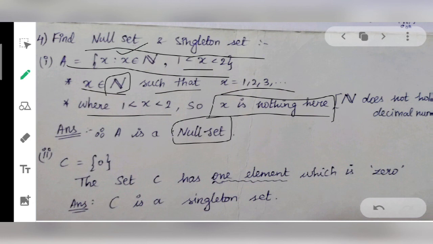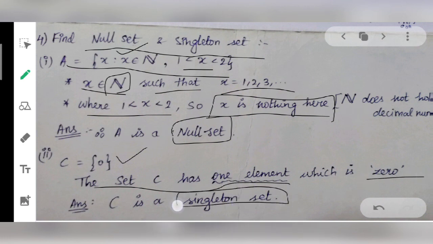Secondly, you are given the question C equal to a set with 0 element. Here you have the element 0, which is the only one element, and that set is called a singleton set. The set having only one element is called what? A singleton set. Okay.